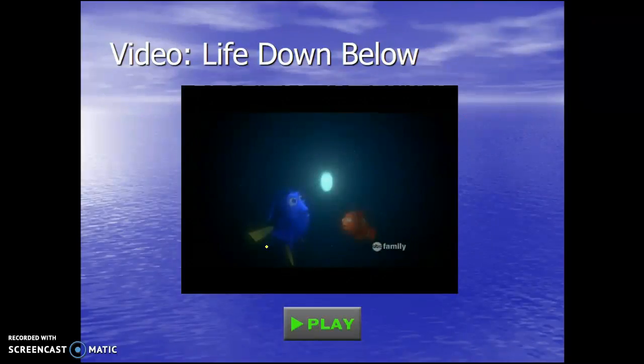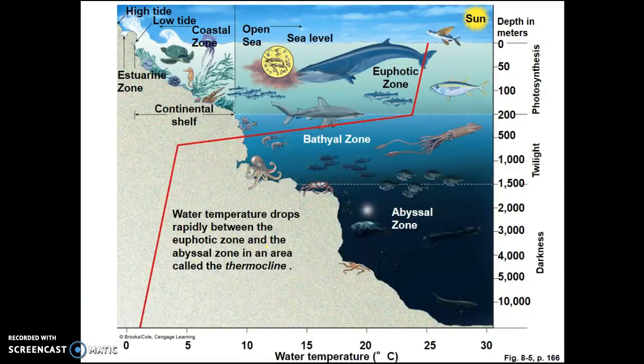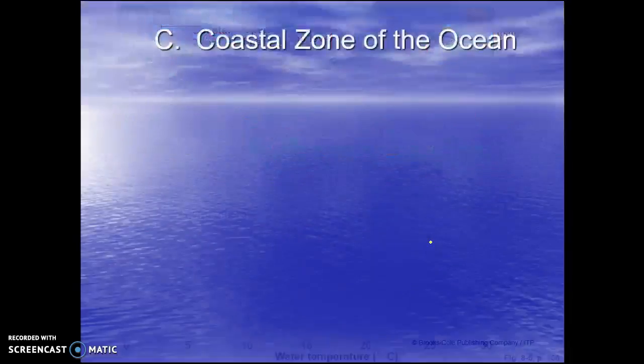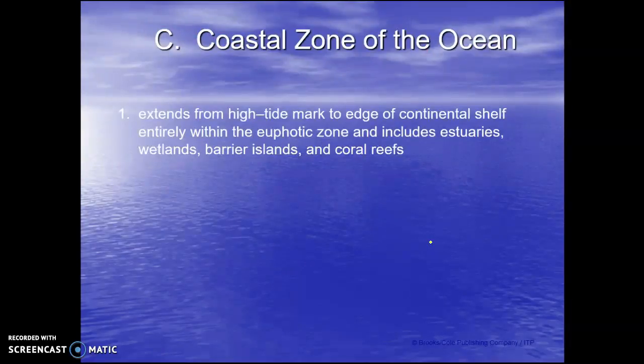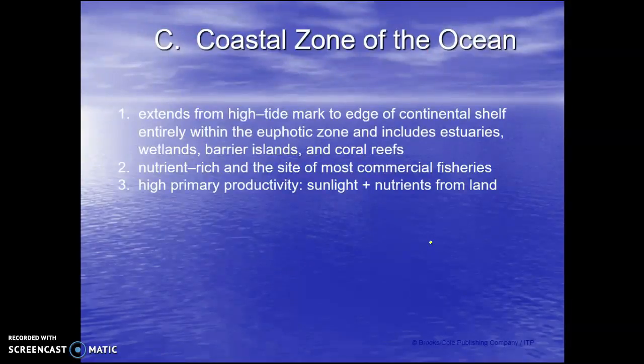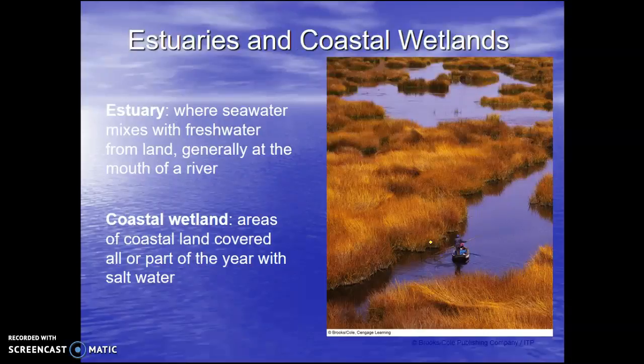And you guys can watch this little video here of Nemo that shows us what life is like in the abyss. There's our zones, all highlighted. Your book calls the coastal zone up here coastal, but technically we like to call it the neritic zone. And again, all these on the right-hand side are your pelagic province. So the coastal zone is from the high tide mark to the edge of the continental shelf, nutrient rich. That's where most of life lives in the ocean.